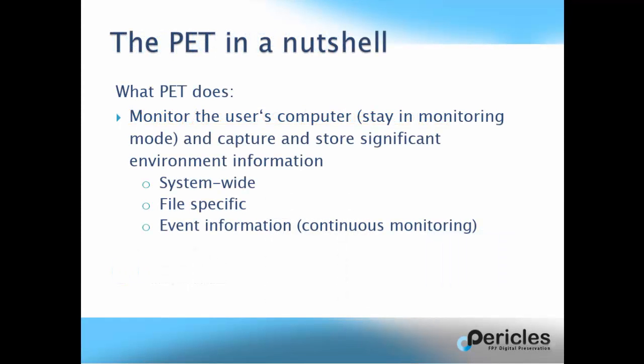In a nutshell, the PET monitors the user's computer and in the background captures and stores significant environment information, such as system properties, resource usage, and implicit dependency on documentation, external data, processes, and services. It encompasses system-wide information, file-specific information, and event information.